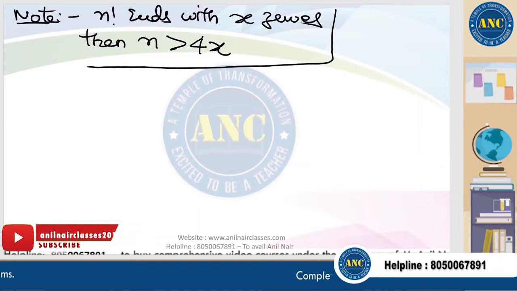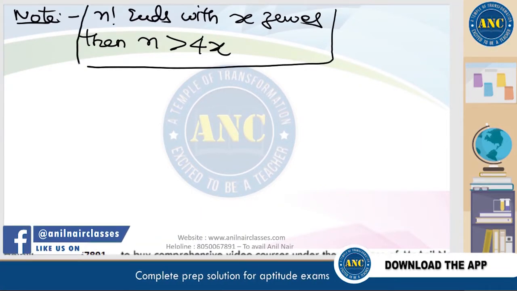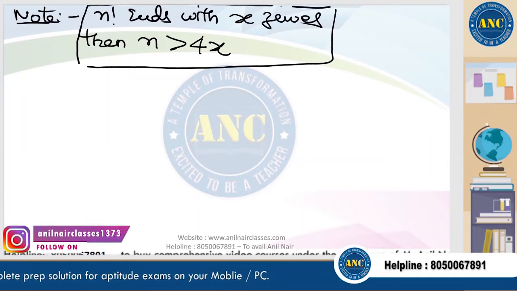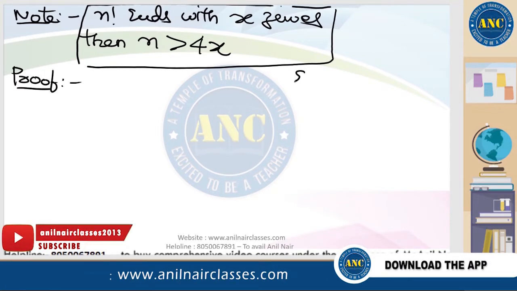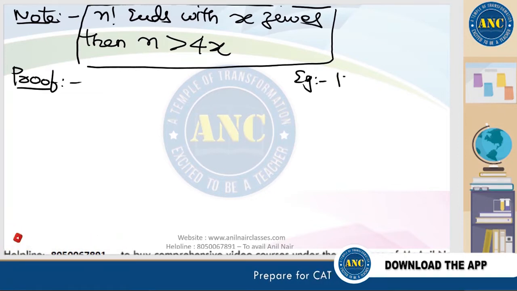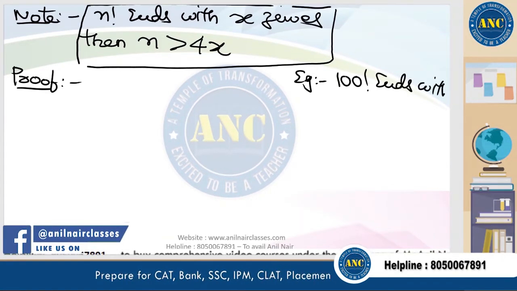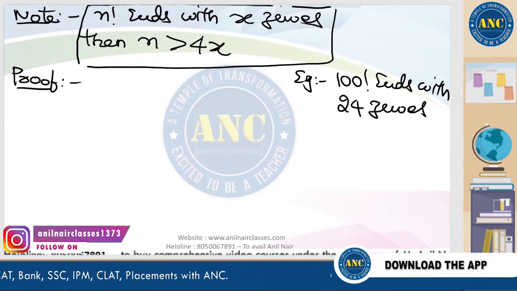N factorial ends with x zeros. N is greater than 4x. I will also discuss a proof for this with an example. 100 factorial ends with how much? We got the answer: 100 factorial ends with 24 zeros.